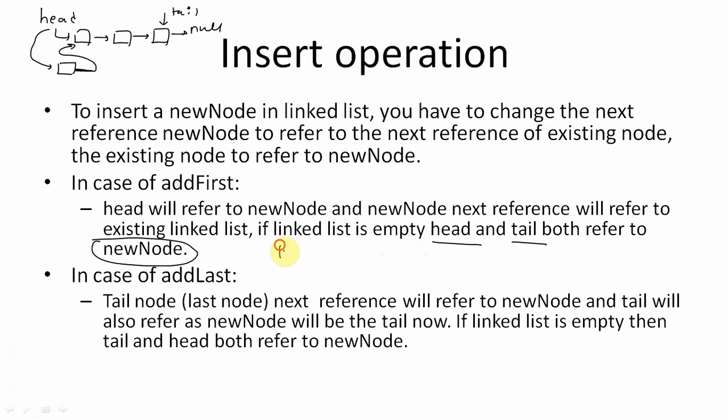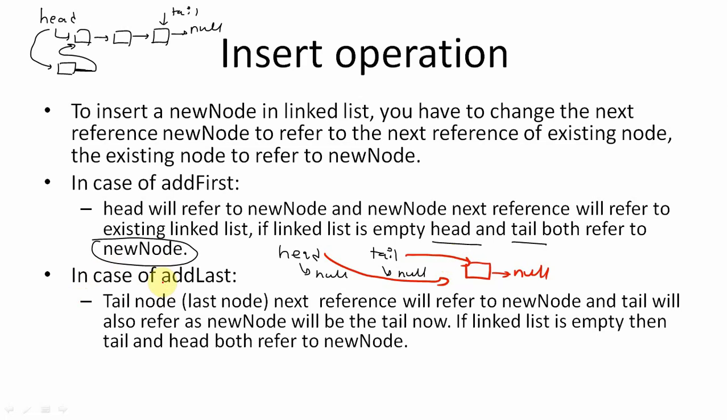So consider this: head is referring to null, there is no element, tail is also referring to null. This case comes when the linked list is just created and there is no node in the linked list. Now if you want to add a new node, then what will happen? Its next will refer to null, and head will refer to this, and tail will also refer to this particular node. Why? Because when there is only a first node, that particular node is the start as well as the end.